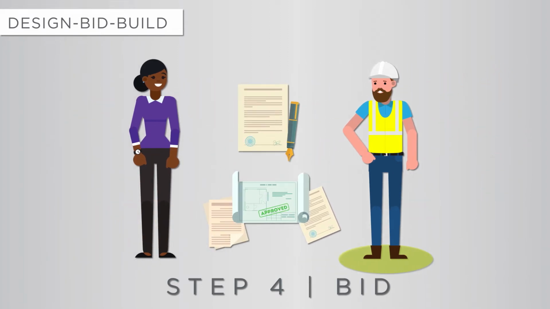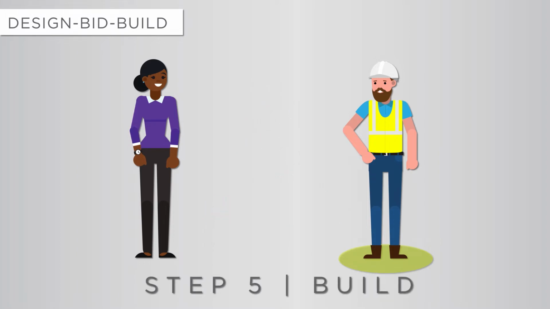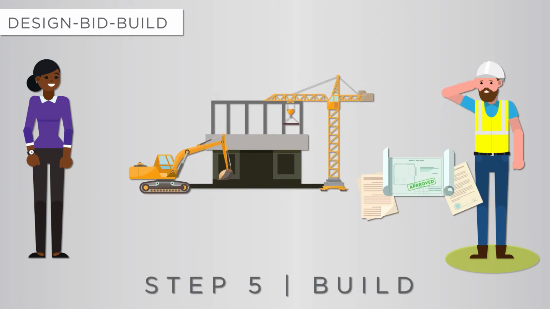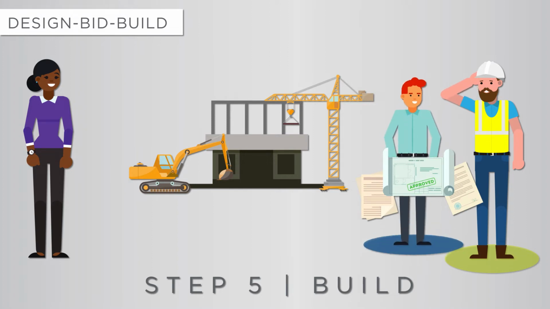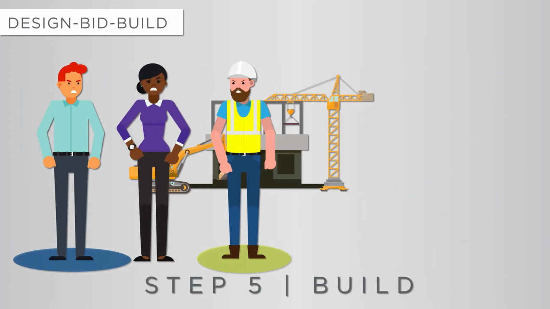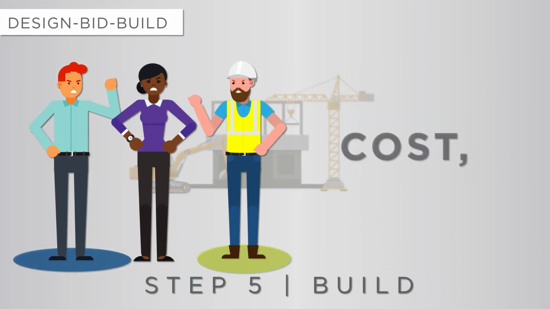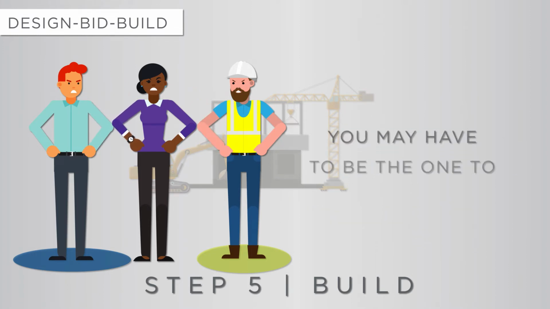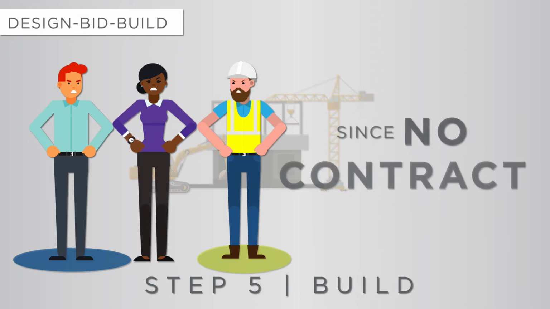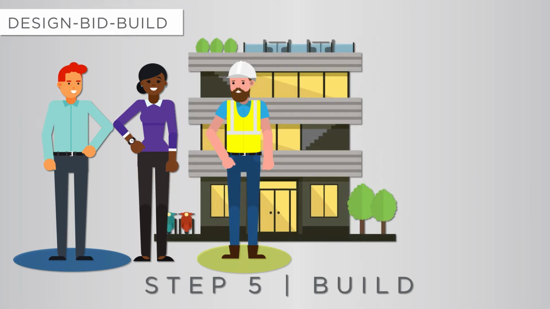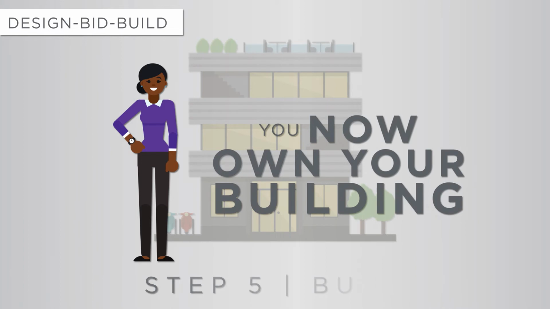Once a contractor has been chosen and the contract is signed, you can finally move on to the construction of your building. Step 5. Build. The construction of your building is now underway. When there are questions or concerns regarding the contract documents, the contractor begins by consulting the architect. Most of the time, they are able to work things out together. Only when there is a larger problem are you contacted. Sometimes the problem is serious enough to affect cost, schedule, or quality. As the tie between the architect and the builder, you may have to be the one to initiate a resolution, since no contract exists between them. Once construction is complete, everything is signed off on, and both parties are paid, you now own your building.